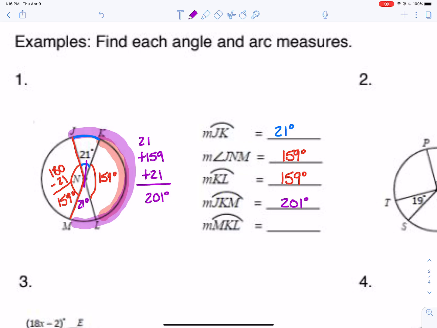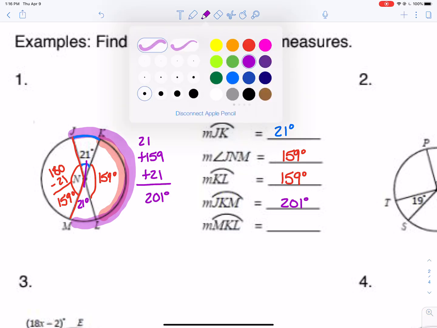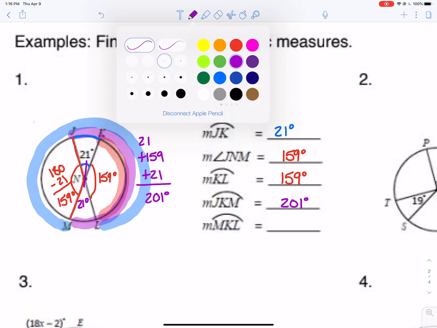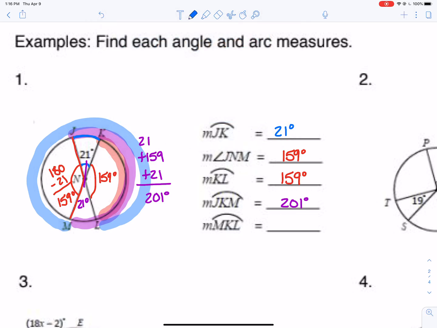Arc MKL. So let's see, arc M to K to L. So I need to go the other way. So MKL is everything in the circle except for 21 degrees. So an easy way to figure that one out is to say 360 minus the 21 degrees that's not included. And you just get 339 degrees for that one.